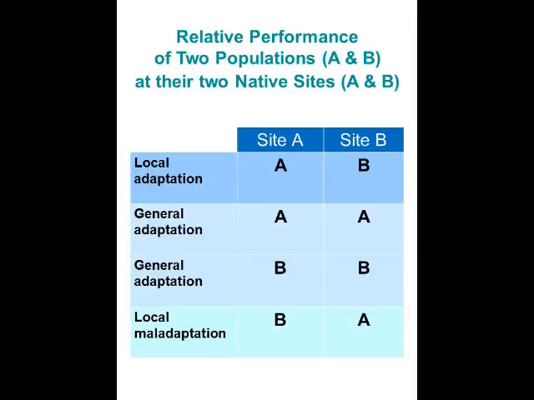The third possibility is local maladaptation. This is really the reverse of local adaptation. So instead of A performing best at site A, it performs worse. Instead, B performs best at site A, and the reverse occurs at the other site. A is better at site B. So it's the reverse of what you'd expect for local adaptation.